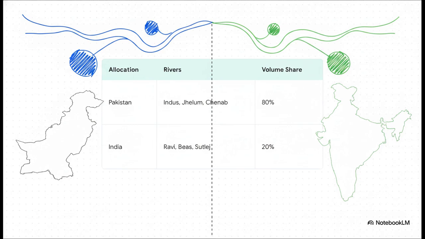Now here is where raw geography meets geopolitics. The 1960 Indus Water Treaty mathematically divides these life-giving waters between India and Pakistan. At first glance, if you just count the rivers, it looks like a perfectly even 3-to-3 split, right? But the reality is in the water volume. The western rivers allocated to Pakistan, the Indus, Jhelum, and Chenab, actually carry a whopping 80% of the total water volume. Meanwhile, the eastern rivers allocated to India, the Ravi, Beas, and Sutlej, carry the remaining 20%.